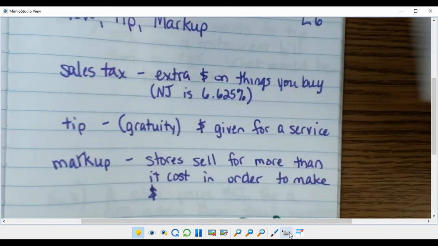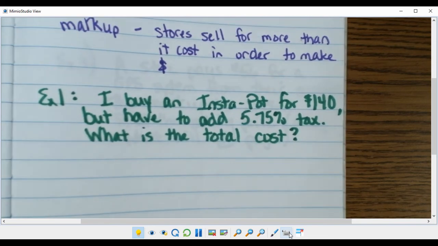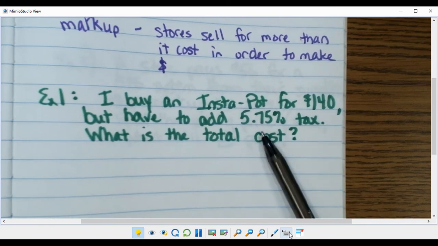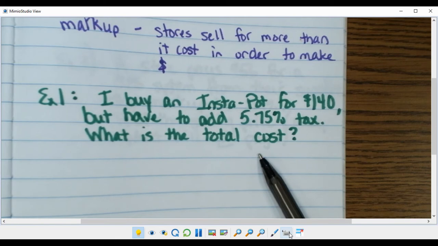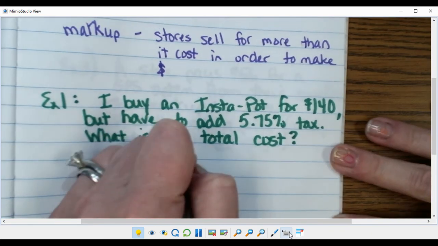Let's get into this. All right, so I buy an Instapot. You know what an Instapot is? Like a fancy, fancy steamer, and it's done in like 15 minutes. It's amazing. I buy an Instapot for $140. But by the time I get to the cash register and I'm ready to pay, it's more expensive. They added on 5.75% tax. We want to find out the total cost. I'm going to do this problem 2 times, once where I add first and once where I add at the end. And hopefully you'll see one way is probably a little bit of a safer way to do it.